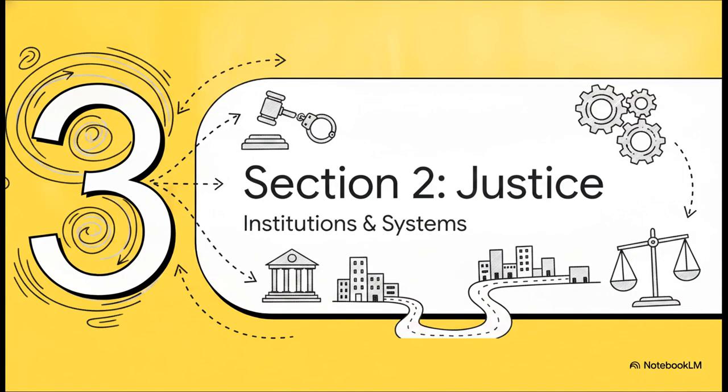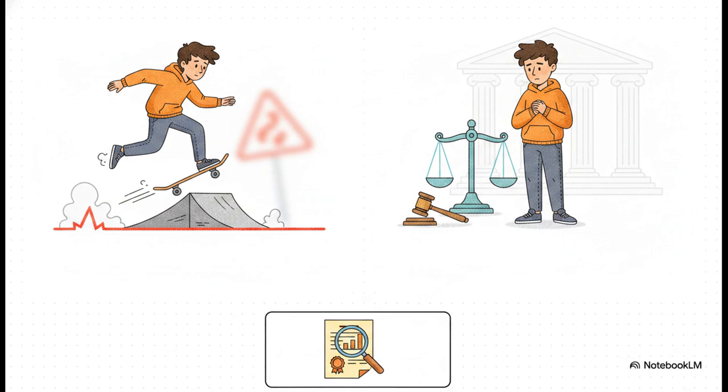All right, let's move to Section 2 and see how this builds: juvenile justice and the criminal justice system. Now we're shifting from abstract theory to tangible institutions. This is where theory hits reality. A massive chunk of this section focuses on juvenile delinquency. You need to be able to clearly contrast a behavioral definition of delinquency with a legal definition.